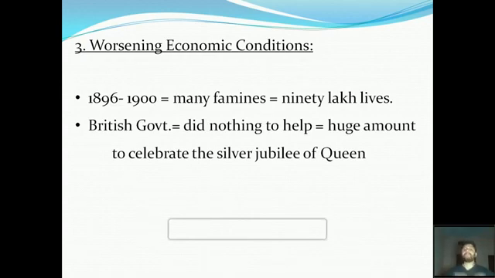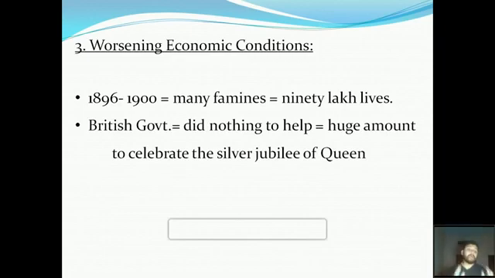So they celebrated that event, the silver jubilee. It was not even the ascension of the Queen to the throne, but the silver jubilee of the ascension. For that celebration they spent a huge amount of money, but they did nothing for the people of India, the people who were suffering due to the famines.